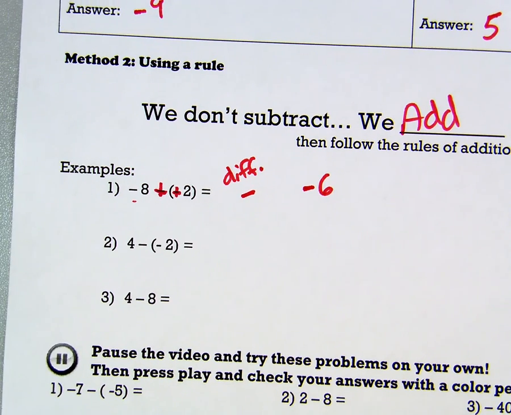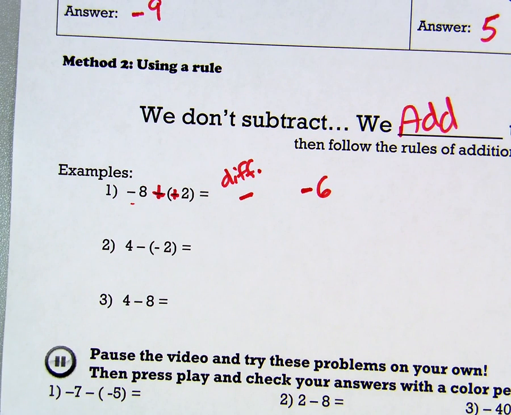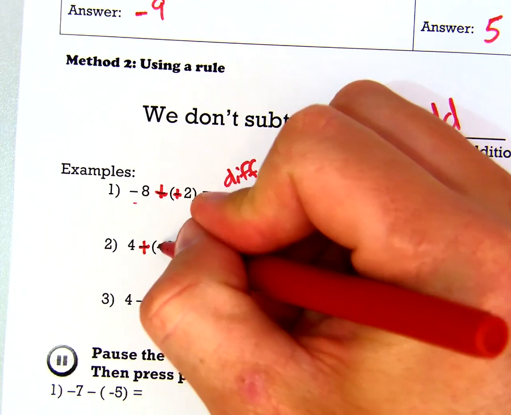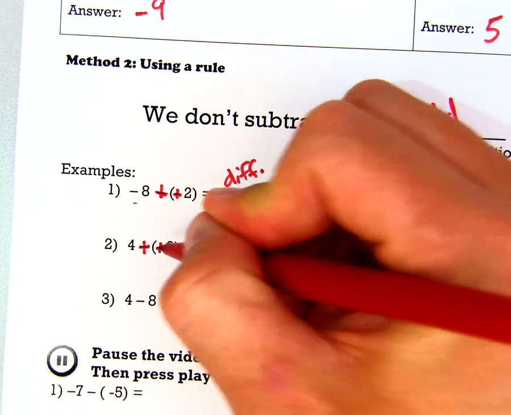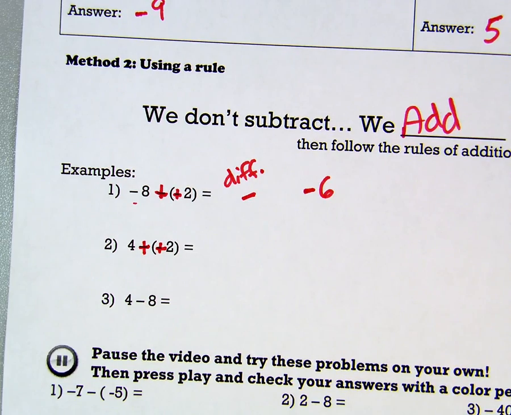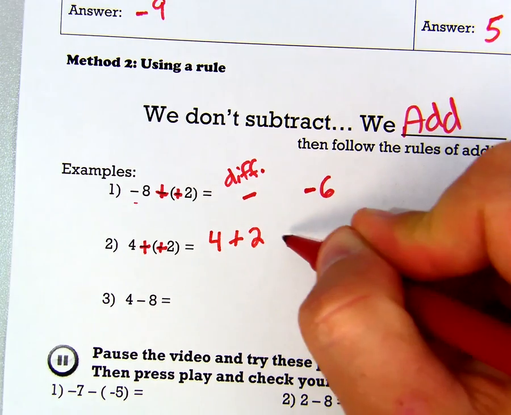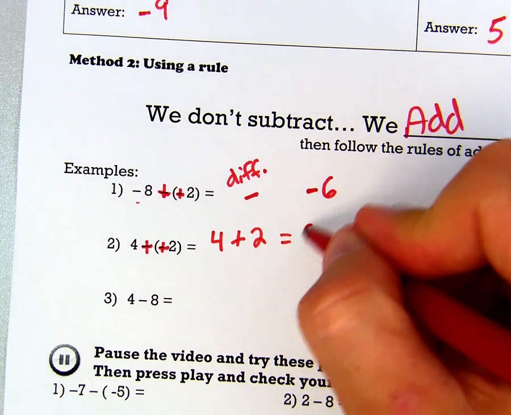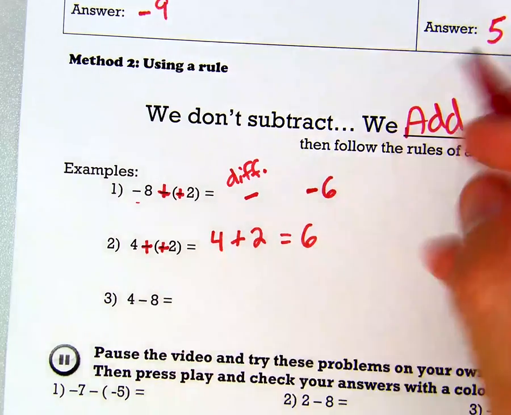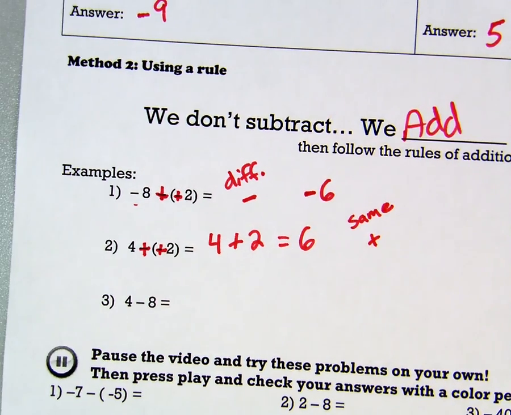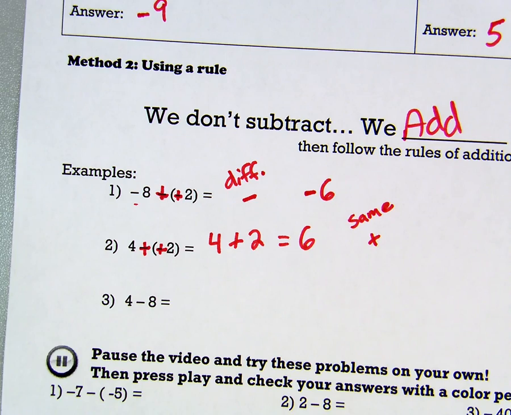All right, number 2. I have 4 minus negative 2. So we're not going to subtract. We're going to add the opposite. So it becomes plus, and instead of negative 2, it becomes positive 2. So now I get 4 plus 2, which is just equal to 6. This one, notice how we have the same symbols. They're both positive, which means we're going to add the two numbers together.